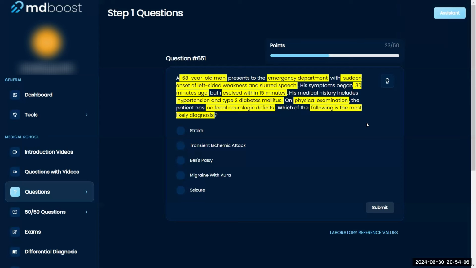What I'm confused with in this question is that he got better, which goes with Bell's palsy. I know that's one-sided on your face, there's slurred speech, and it also resolves. And the fact that he has no neurological deficits, I don't know why, but Bell's palsy just looks good.